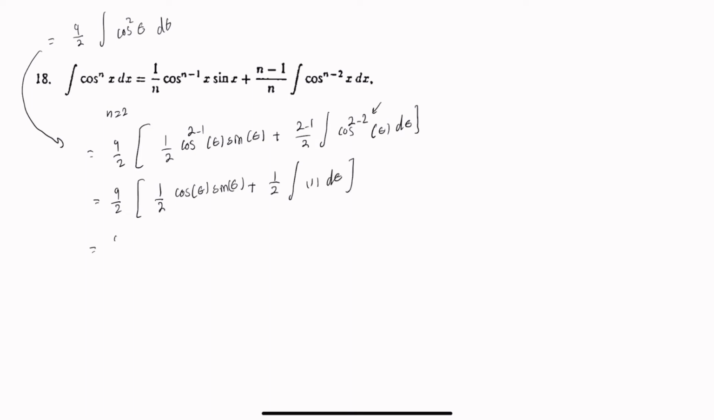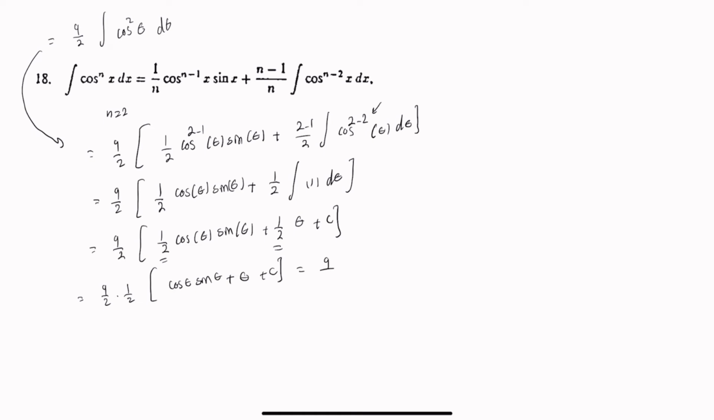So this is going to be equal to 9 over 2, and then we have 1 over 2 cosine of theta, sine of theta, plus 1 over 2, and then the antiderivative of 1 is going to be equal to theta, and then plus the constant c. Notice in here we can factor the half out, so we're going to have 9 over 2 multiplied by half, and then cosine of theta, sine of theta, plus theta plus c. So this is going to be equal to 9 over 4, and then we have cosine of theta, sine of theta, plus theta, plus c.